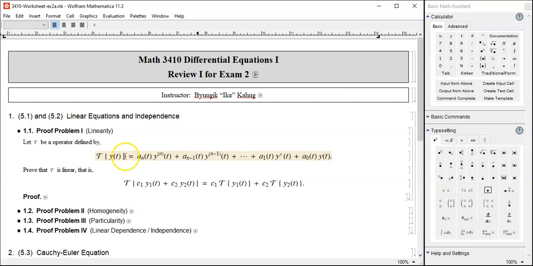And basically in this case, it is sending a function y into another function. And that other function is defined by this bunch of derivatives and then some multiplication and then some addition. And we have to prove that this operator is linear, which means you can separate the addition and we can always pull out constant multiplication. How do we do that?